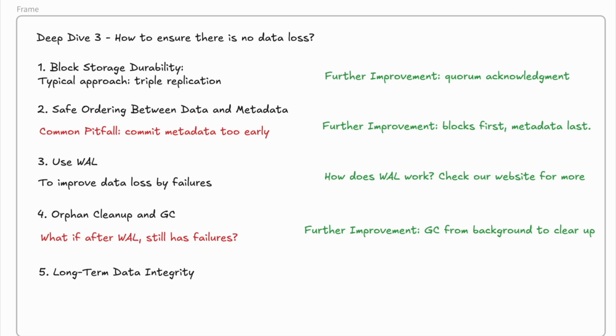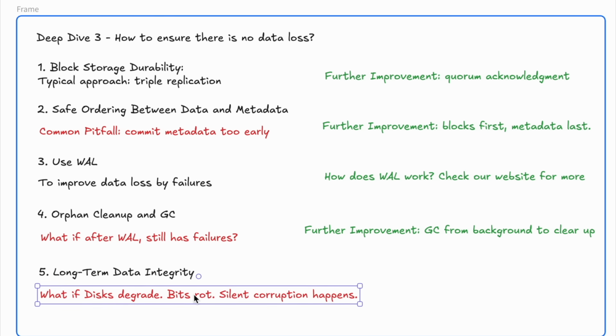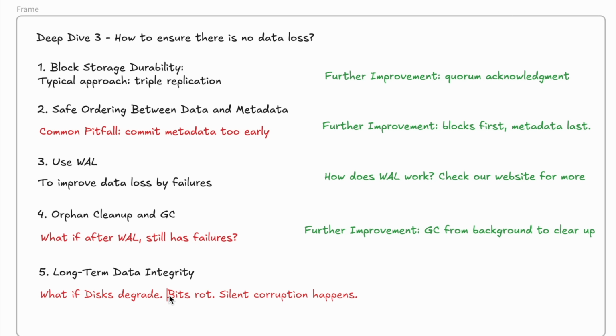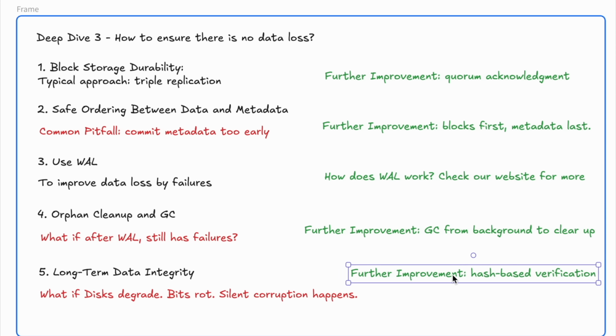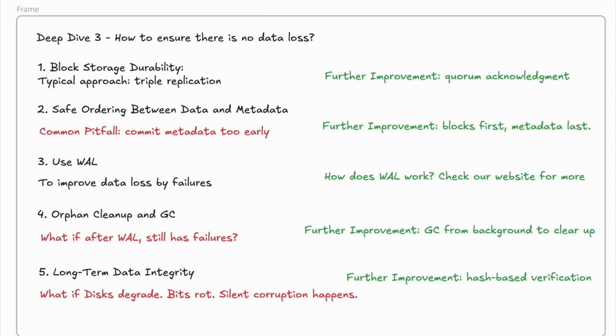Fifth, long-term data integrity. Lastly, let's talk about long-term durability. What happens months or years later? Disks degrade, bits rot. Silent corruption happens. To fight this, we use hash-based verification. Every block is stored and identified by its SHA-256 hash. At write time, we verify that the stored data matches the expected hash. Optionally, we revalidate these hashes during reads or periodic background scrubbing.